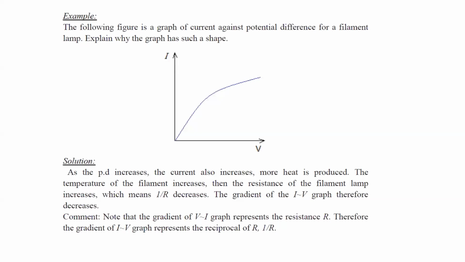This is just an example question related to the exam. The following figure shows an I-V graph, current against potential difference, for a filament. Explain why the graph has such a shape. What is the reason for that?